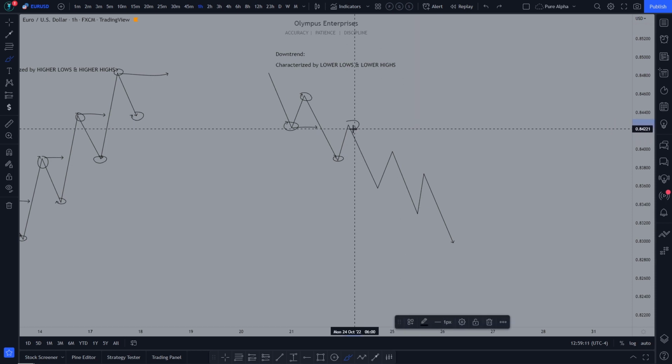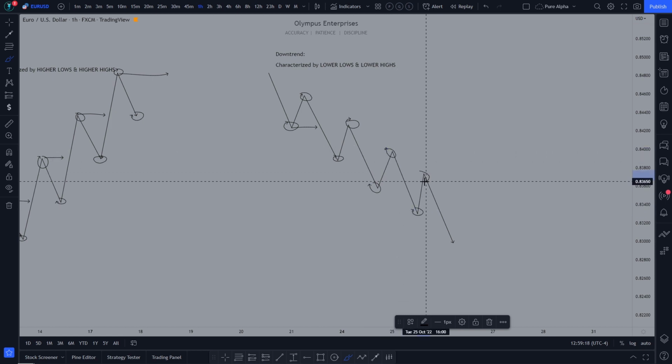Now this becomes a lower high, this becomes a lower low, this becomes a lower high, lower low, lower high.